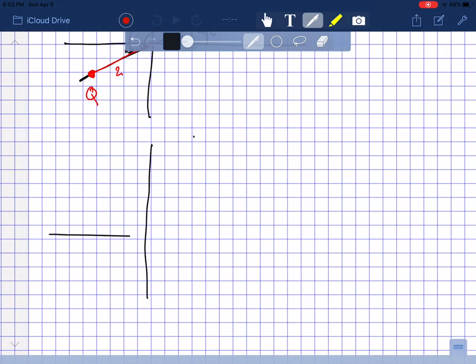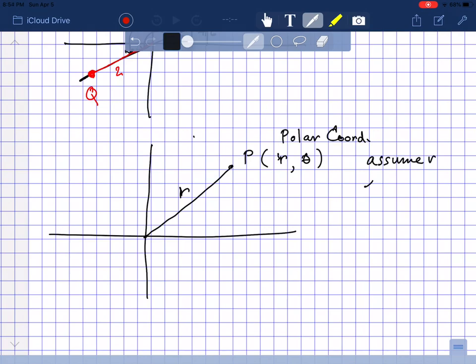Well, there's another question that I can ask. Suppose that I have a point P whose polar coordinates are r, comma, theta. So r happens to be this distance, and here I'm assuming that r is positive. And this angle in here, I'm going to call this theta.